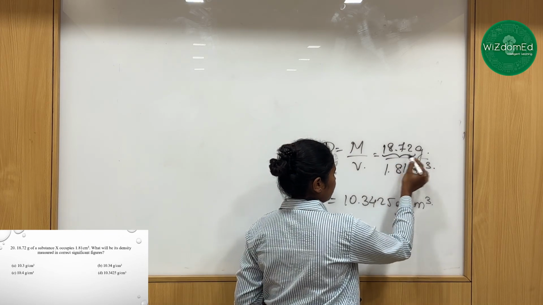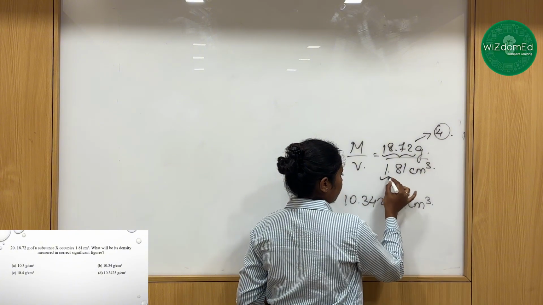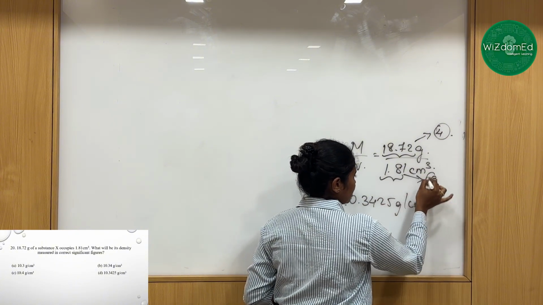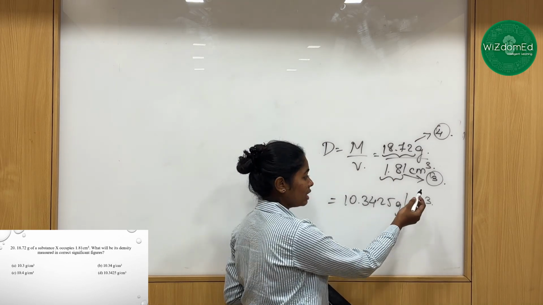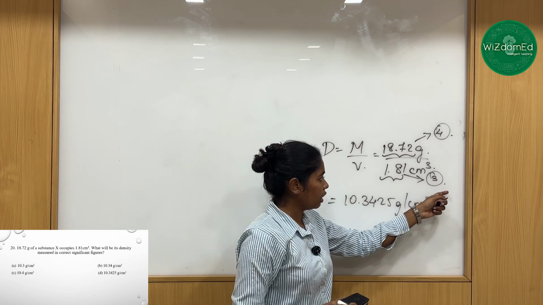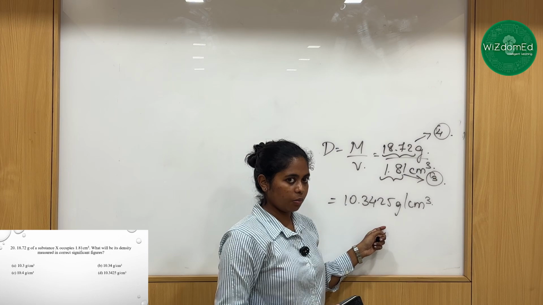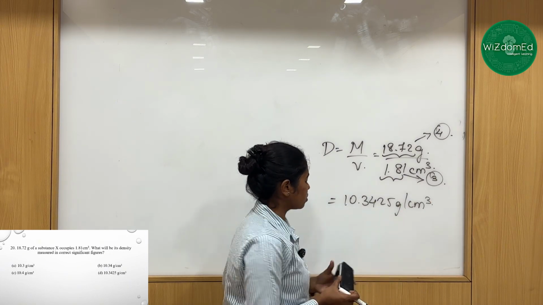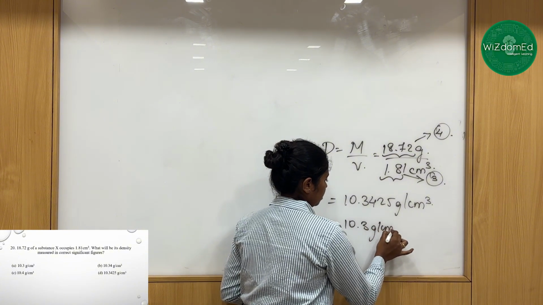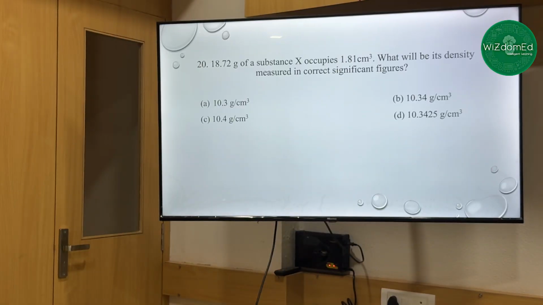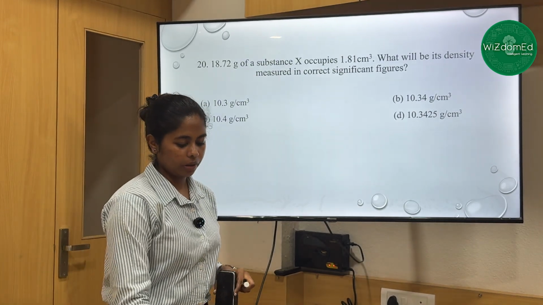In the question, 18.72 has 4 significant figures, and 1.81 has 3 significant figures. As 1.81 has the least number of significant figures, which is 3, we are also supposed to report our answer in the least number of significant figures, which is 3. Hence our answer is going to become 10.3 gram per centimeter cube. So the right answer for this question is option A, which is 10.3 gram per centimeter cube.